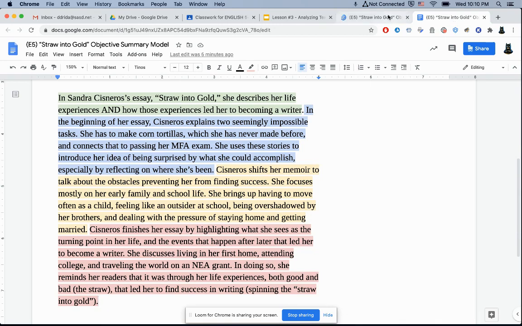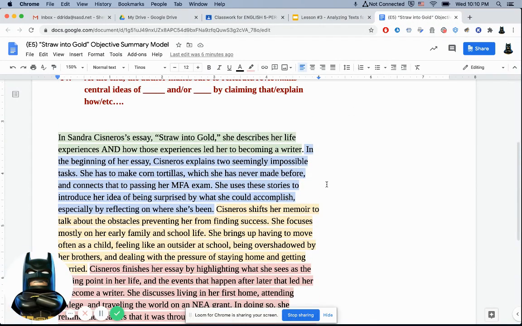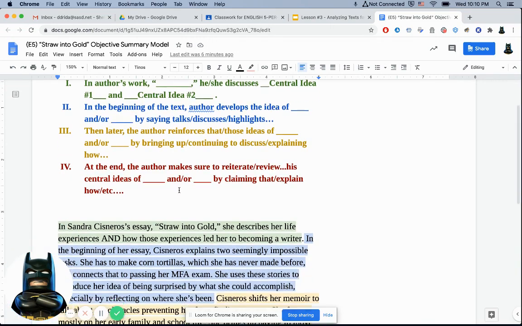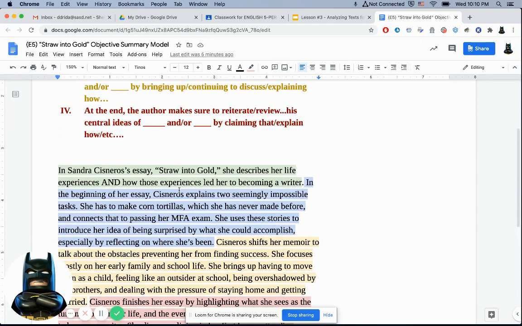I think I have that. Oh, I have that up on a different screen here. So on the top, I'll show you this as well. This is a blank format, an outline for you with some very generic sentence frames. I've used this in the past to help students put together an objective summary model. Usually it ends up being 1 paragraph, but I'll show you how you can set this up and then how that could possibly look in paragraph form.